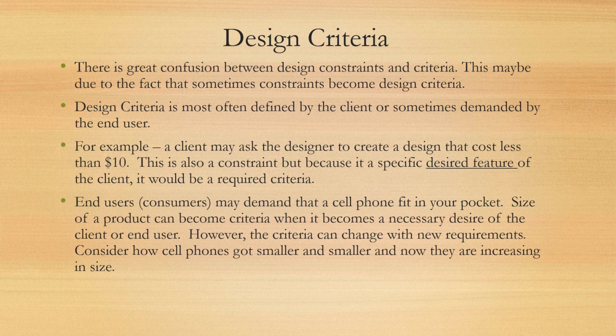Although size can be a constraint, it also can be a criteria, and the end user, the customer, and eventually how they use it will also define that criteria as that product continues to evolve over time. So it'd be very interesting to take a closer look at that, how smaller and smaller it got, and now how it's getting larger and larger, because the actual purpose of that product and the use of that product has changed over time. And so I hope that might help students at least have a discussion with you about what is the difference between criteria and constraint.